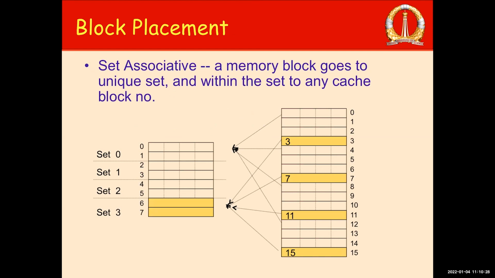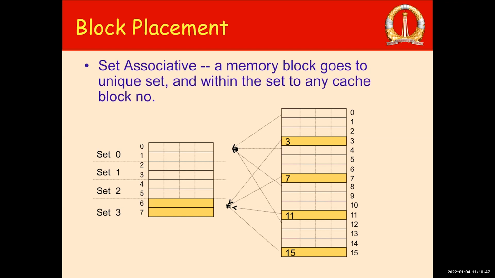In the interest of time, since we are only doing a review, instead of reviewing all three organizations, I will actually review the set associative organization. And then from there, one can easily see what one would do for a direct mapped cache or what one would do for a fully associative cache.